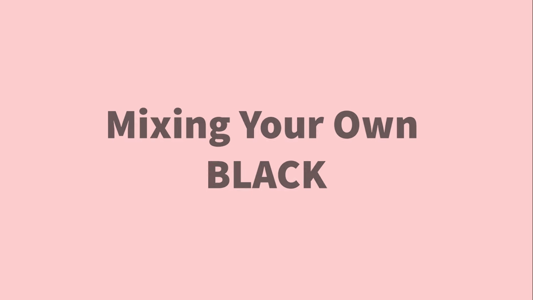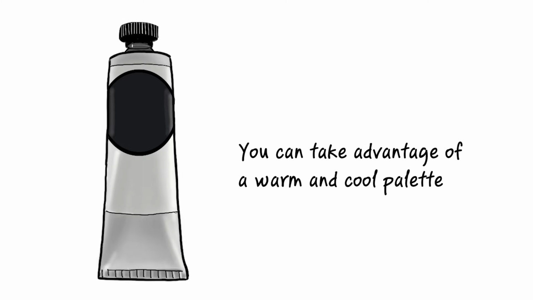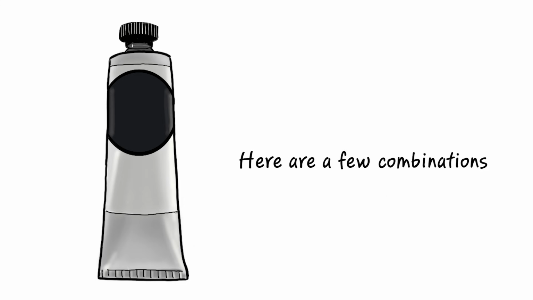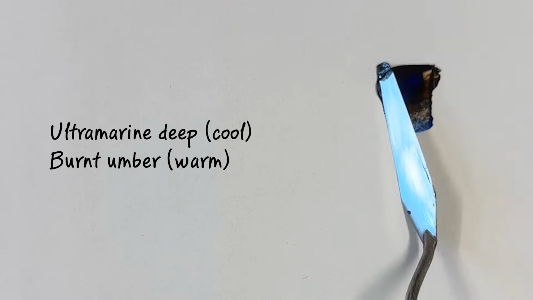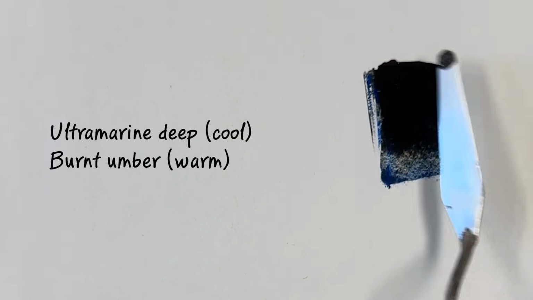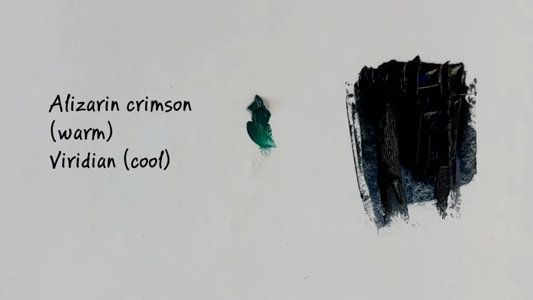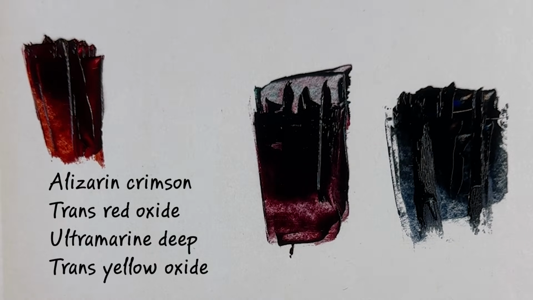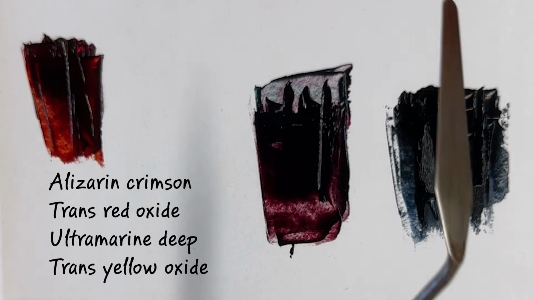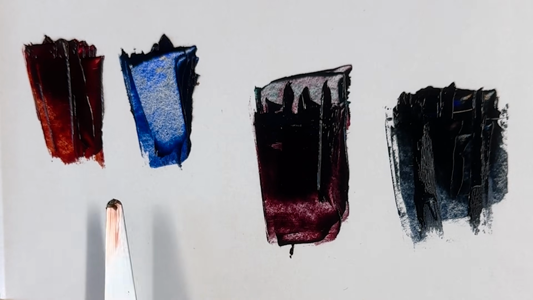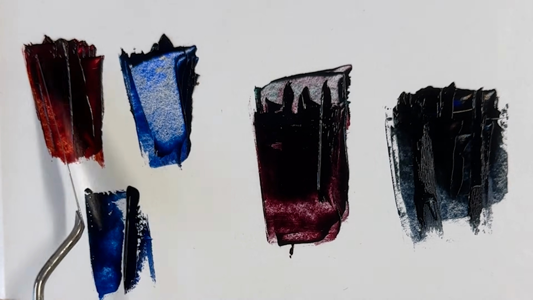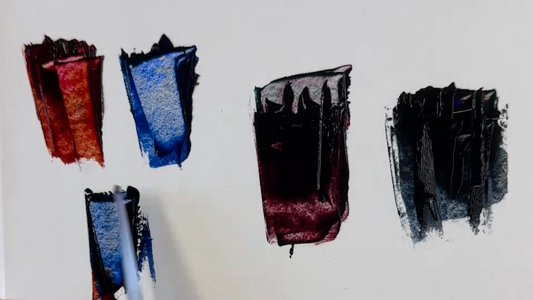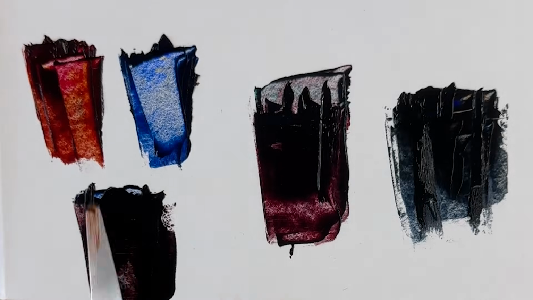Mixing your own black. The benefits of mixing your own black is that you can take advantage of a warm and cool palette. There are many combinations you can use, such as ultramarine plus burnt umber, that gives you an orange-blue pairing, alizarin crimson plus viridian, which gives you a red-green pairing. I mix alizarin crimson plus transparent red oxide plus a very small amount of ultramarine deep for my warm mix, and then ultramarine deep plus a small amount of transparent yellow oxide for my cool mix. Mixed together, this gives me a black.